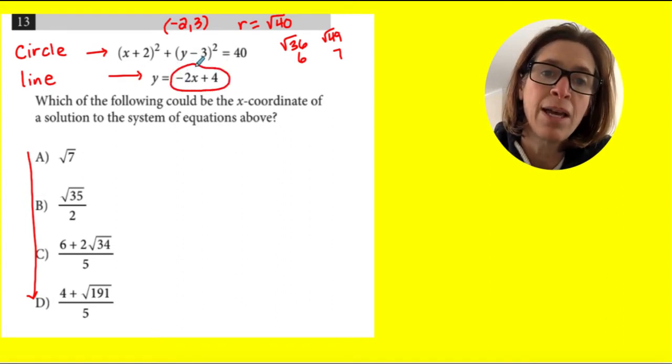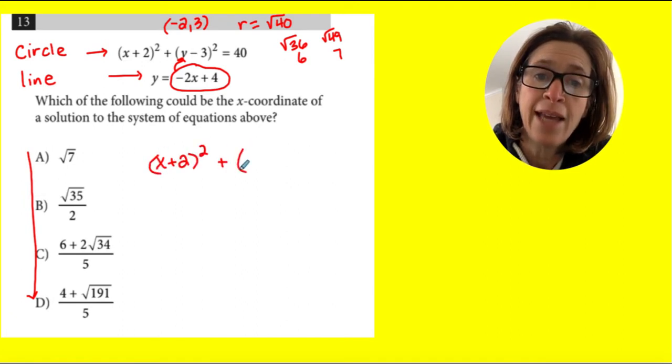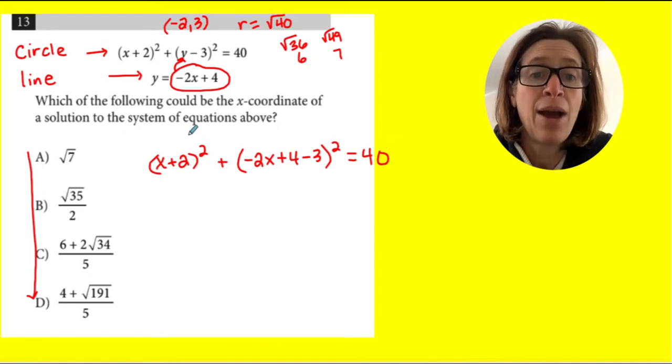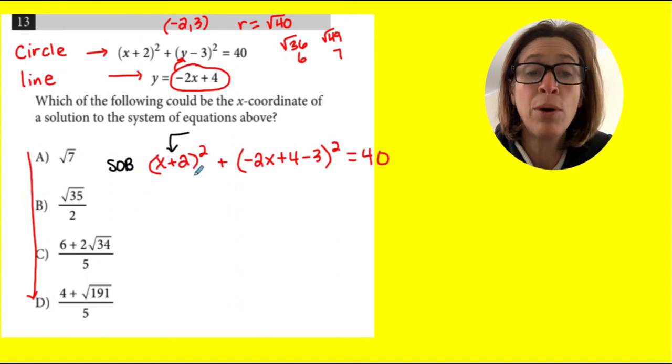So I'm going to plug -2x plus 4 in for y into the other equation. So (x plus 2) squared plus (-2x plus 4 minus 3) squared equals 40. All right, now I have to simplify. Now I have to recognize that this is the square of a binomial, which means when I multiply it, it's going to be a perfect square trinomial.